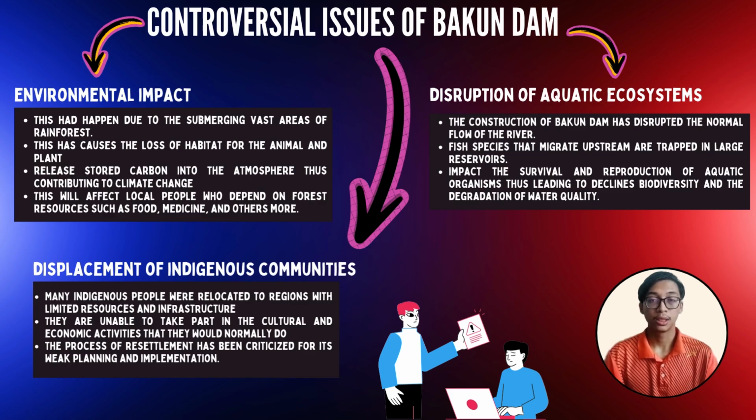Last but not least, the third controversial issue that has arisen is the disruption of the aquatic ecosystem. This has happened because the construction of the Bakun Dam has disrupted the normal flow of the river. This caused fish species that migrate upstream to be trapped in a large reservoir. This finally will impact the survival and reproduction of aquatic organisms, thus leading to declined biodiversity and the degradation of water quality.